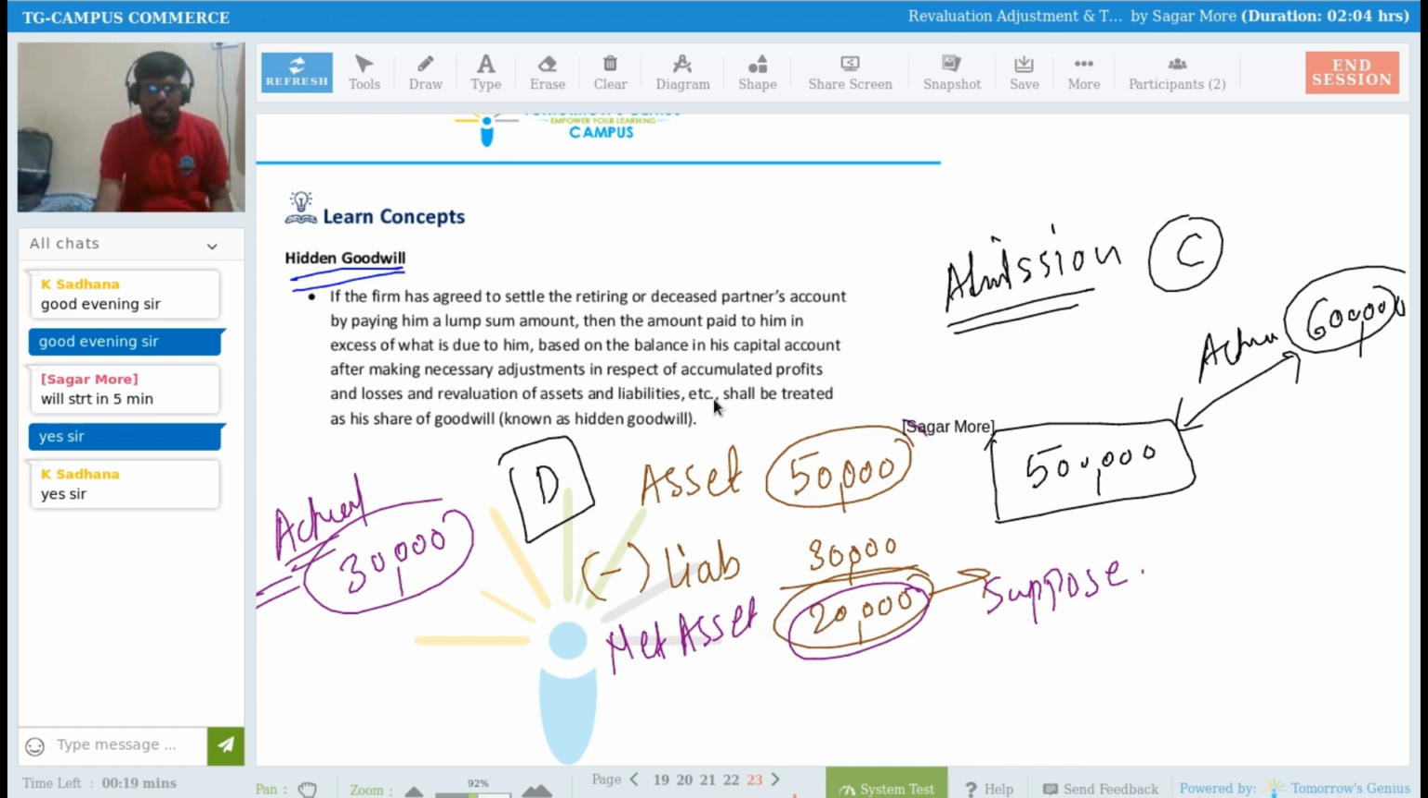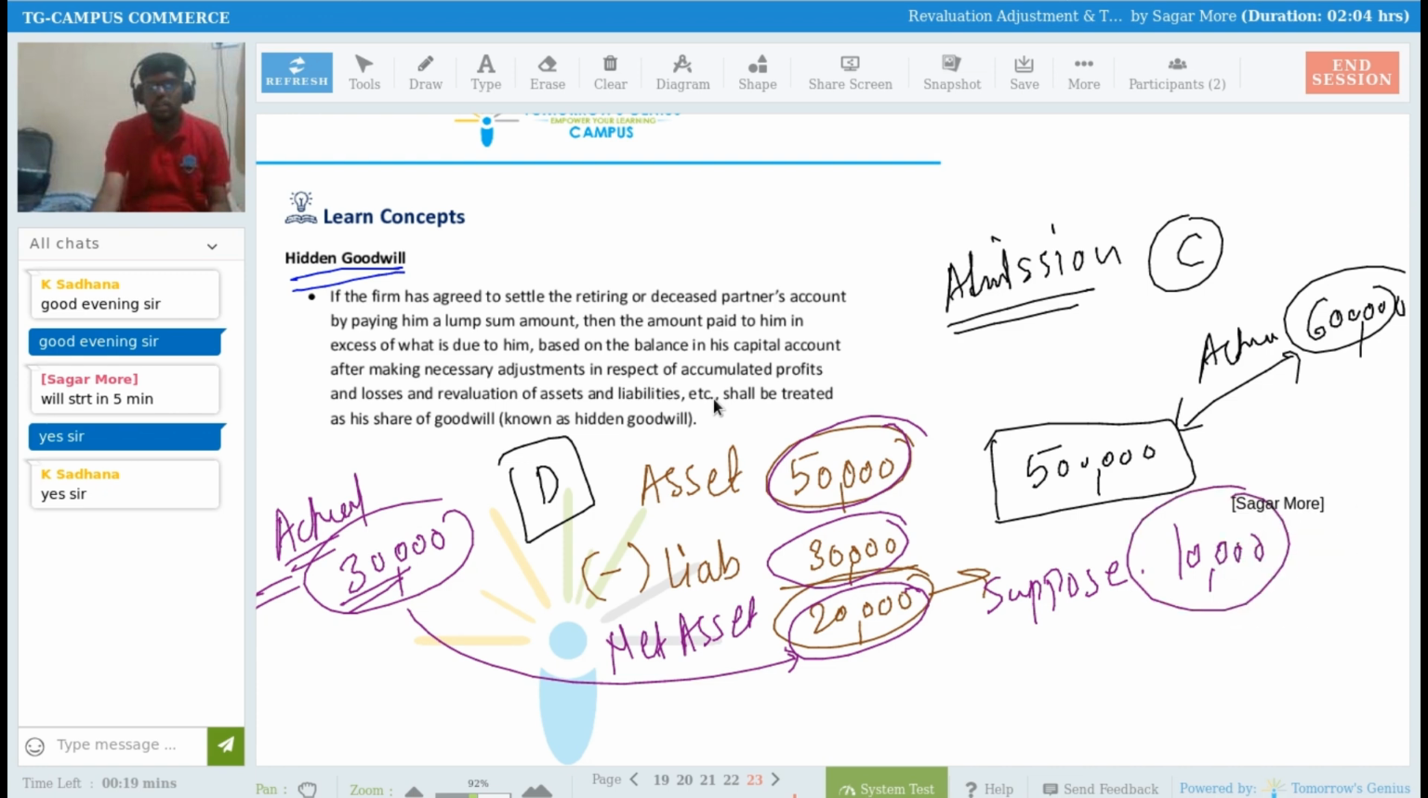So this answer is known as net asset. I have taken over her assets of rupees 50,000 as well as liability of 30,000. So what is the net benefit for me? The net benefit for me is 20,000 rupees. So I'm supposed to pay her only 20,000 rupees. But actually how much have I paid? I have paid 30,000 rupees. So this 10,000 rupees that I have paid more to her is only because of the name, fame and reputation that she has over a period of years, that I will enjoy the benefit of in the future as well when I'm running this business, right? So that 10,000 is known as hidden goodwill. Understood now? And this 10,000 rupees of hidden goodwill we have to adjust.